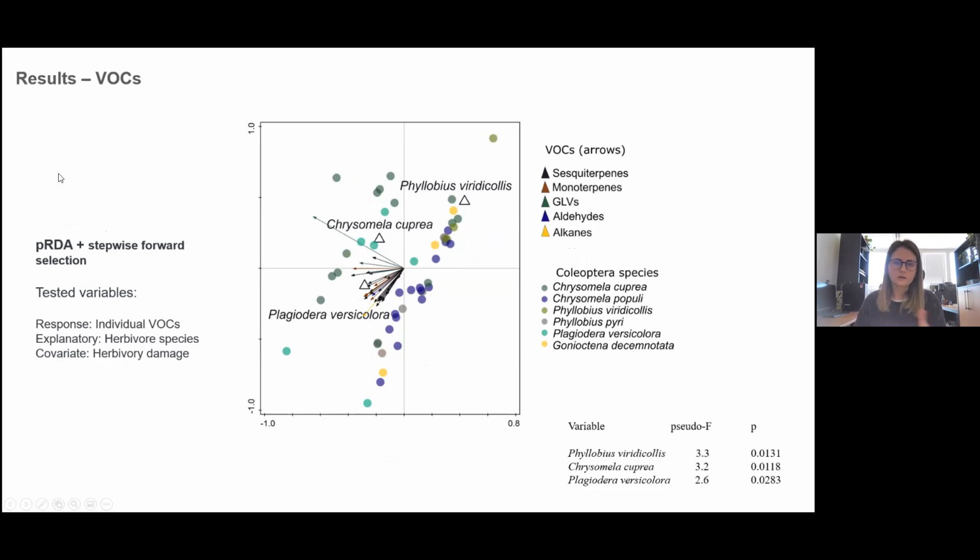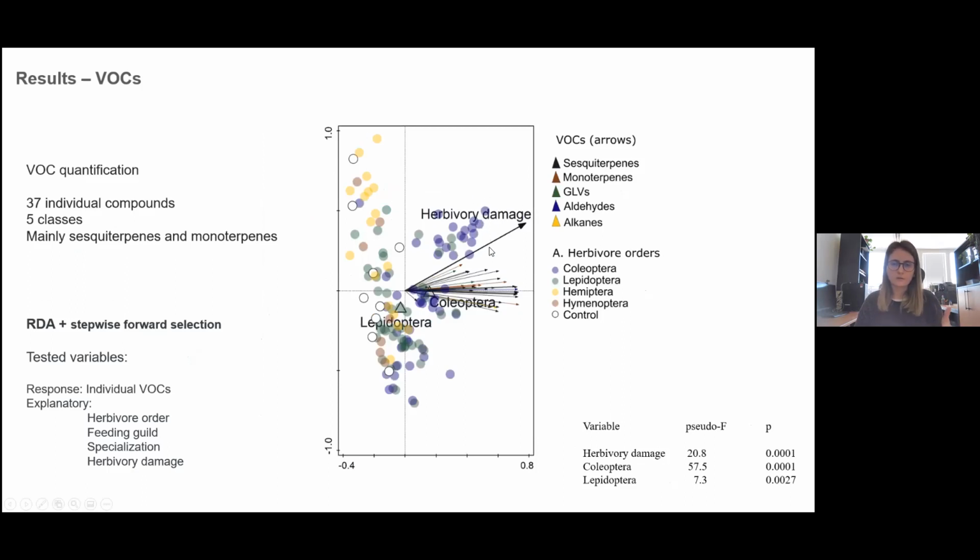So we performed separate analysis for both Coleoptera and Lepidoptera, and we perform a partial RDA with stepwise forward selection again, and we use individual VOCs, also represented as arrows. And here we use herbivore species. So I'm showing here results for Coleoptera, and we have these species we used for our experiments. And when comparing all these species here, these three were selected as the ones most correlated with the distribution of VOCs. And in this case, we use herbivory damage as our covariate, but not included as explanatory variables, because we can see that there's a very strong effect from the damage itself.